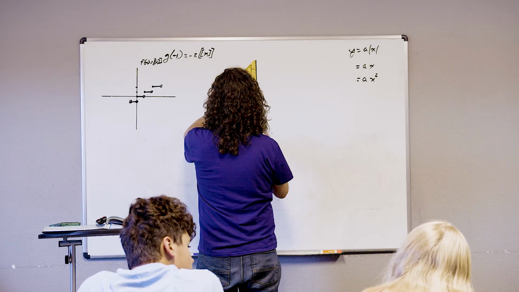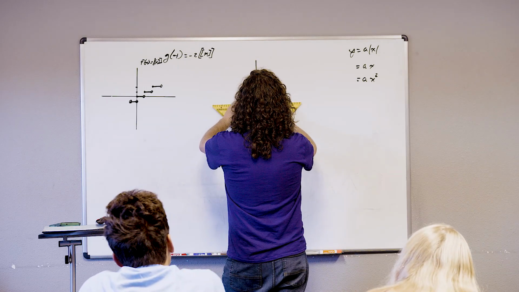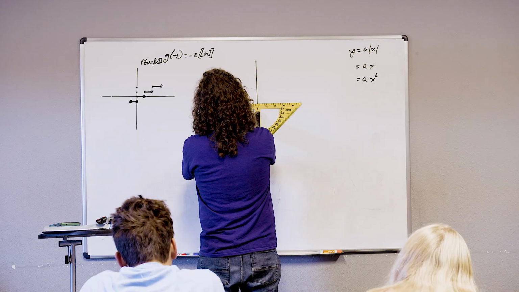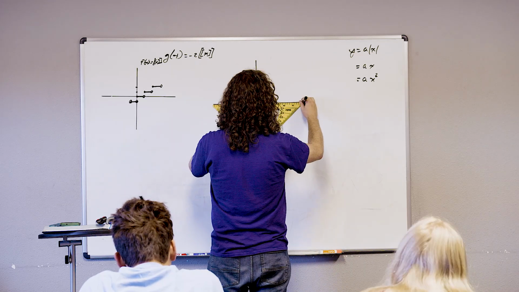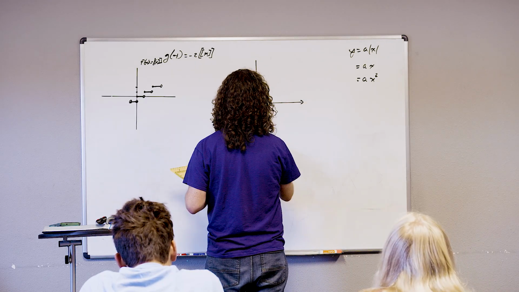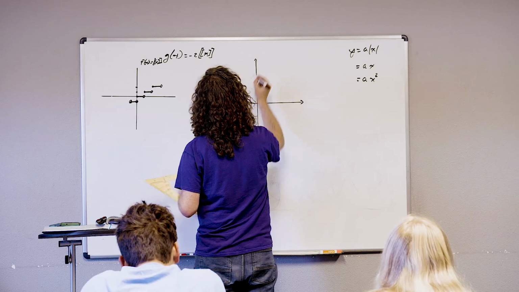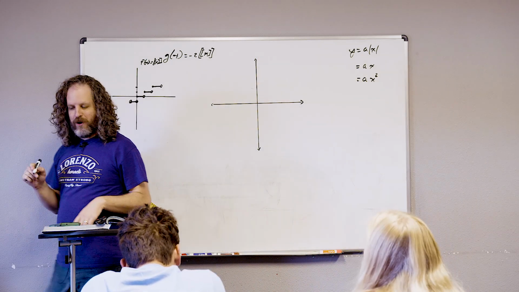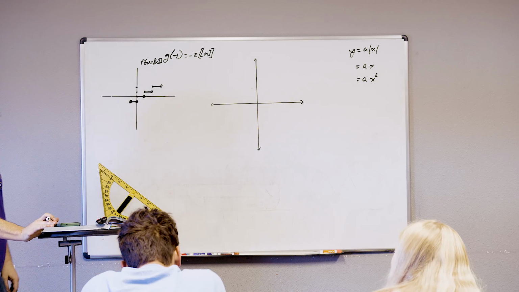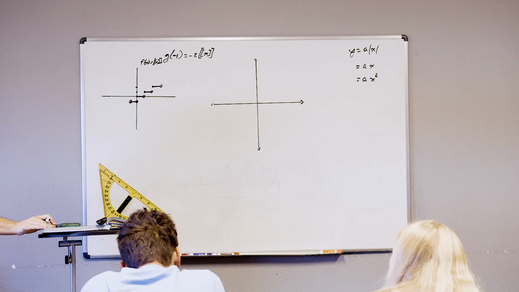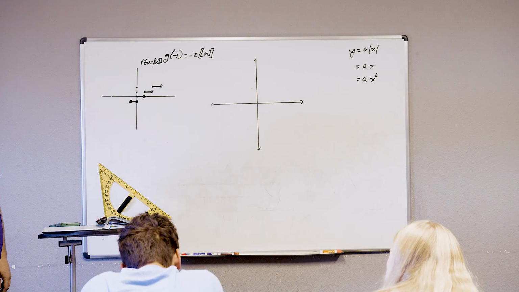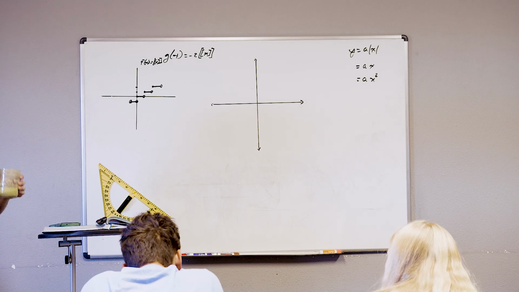Let's graph our g of x thing. I promise that some of this transformation stuff, by the end of the class, will click in your brain, because we're going to see it like 12 times. And it's always the same, just with different shapes.